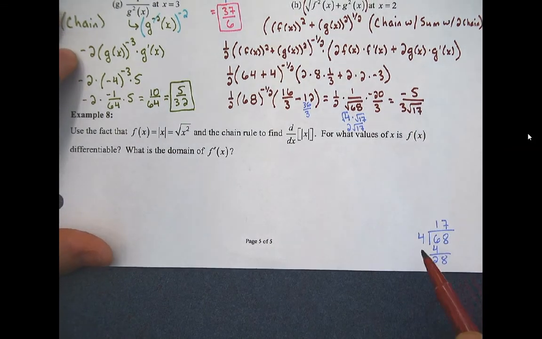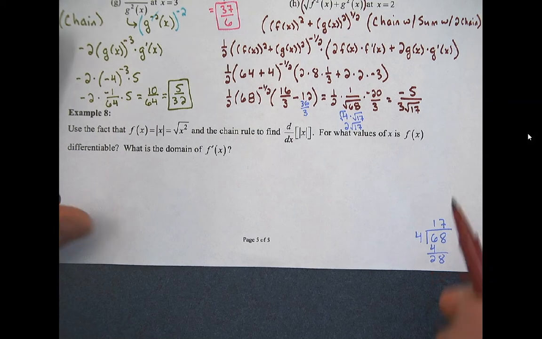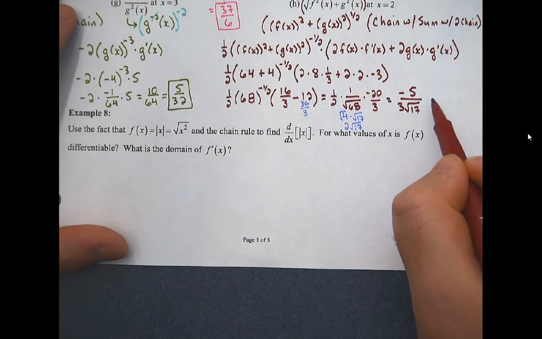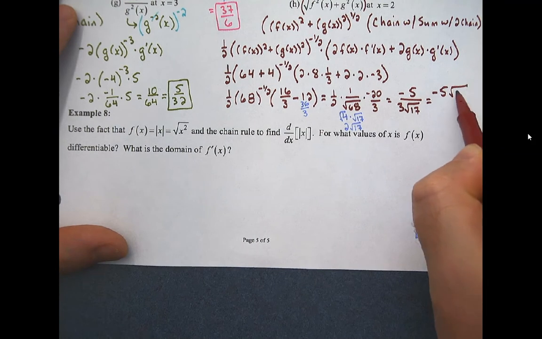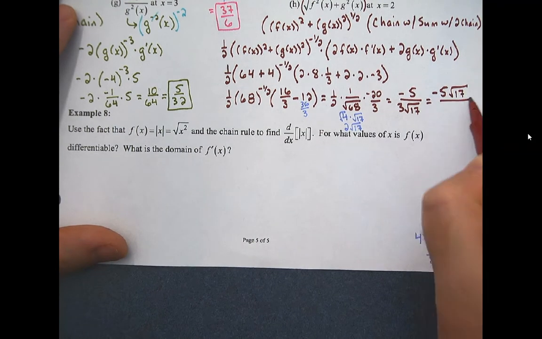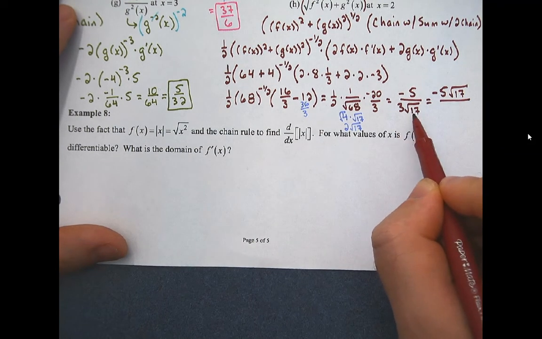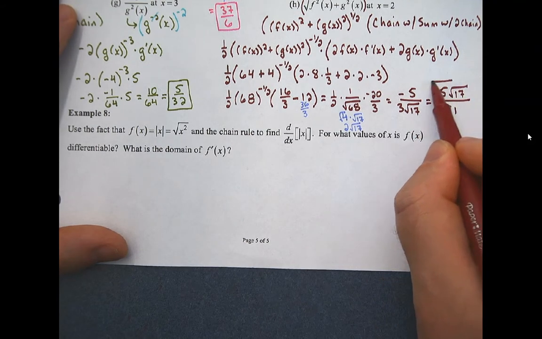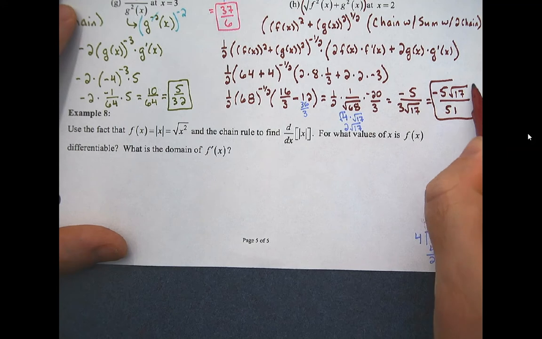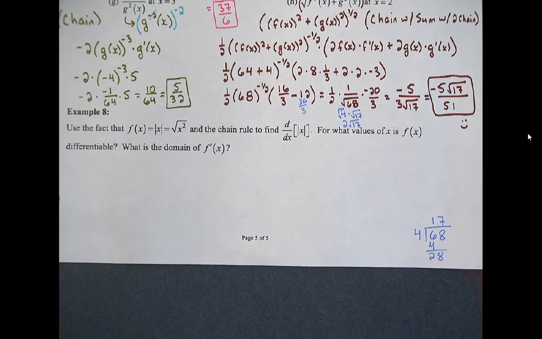Now, I wouldn't be terribly disappointed if you stopped here. It would be really nice if you got to this spot, negative 5 root 17 over, what would that be, 30 plus 21 over 51. That would be your nice full credit answer. That would be a multiple choice answer.